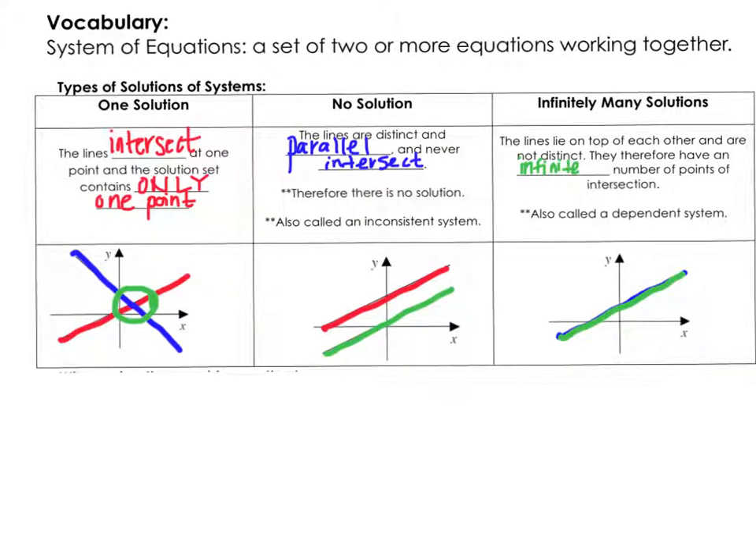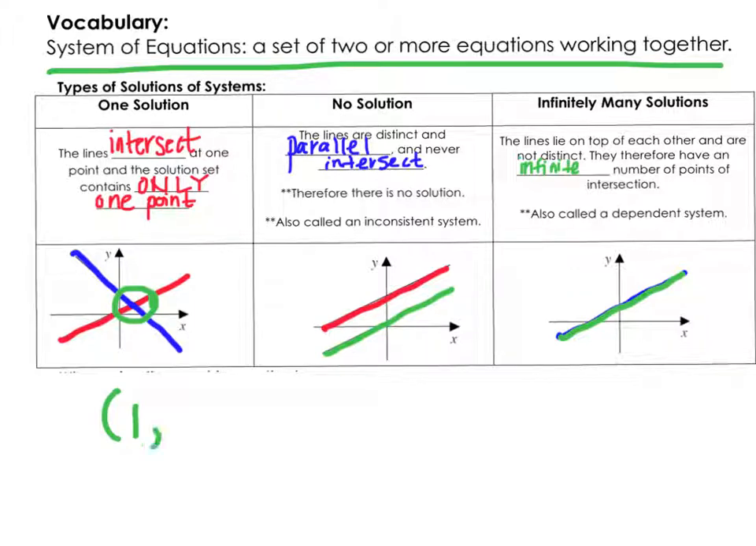Some vocabulary. A system of equations is a set of two or more equations that are working together. We're going to see that there are three types of solutions for our systems. The most common that you are going to run into is one solution. That is when our lines intersect at one point, and the solution set contains only one point. So for instance, this would be an ordered pair like (1, 1), or something like that.